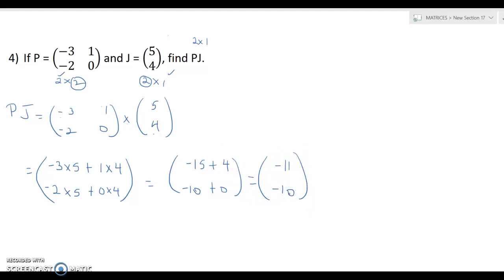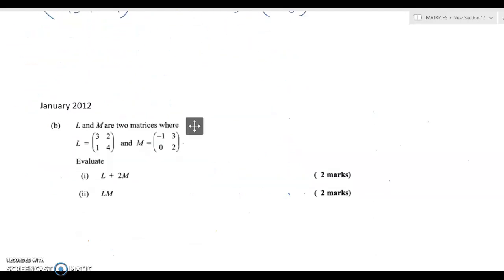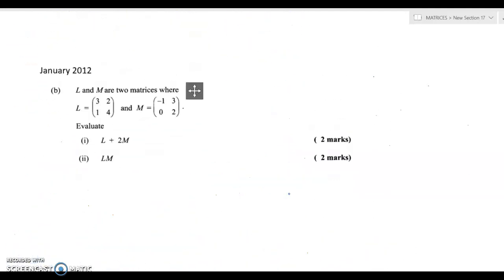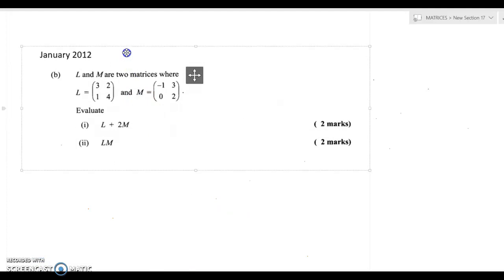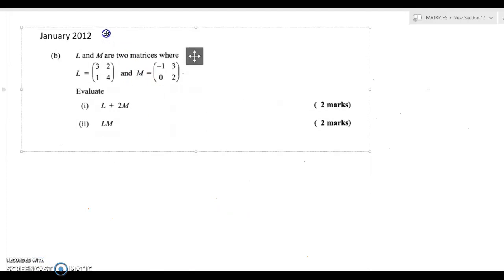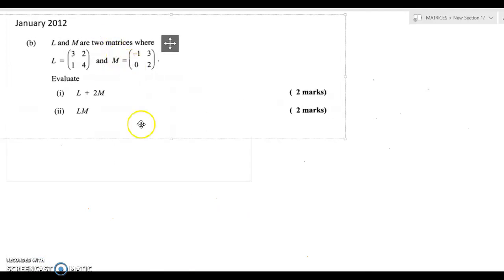Right? Fairly simple. And now we just have one more question to look at. This question here is a CXC past paper question. So let's see how best we can maneuver around it. It's actually a combination of addition, scalar multiples, and the matrix multiplication. It's not difficult at all. So let's look at it.